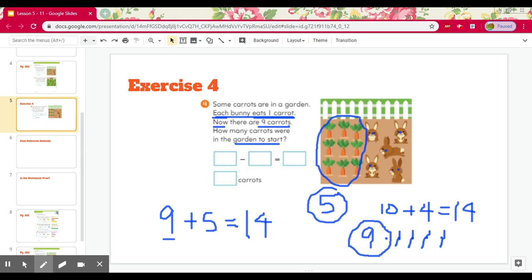How can we use subtraction to show the story? So we write in 14, the number that was in the garden to start. The bunnies ate 5 carrots. 14 minus 5, we know equals 9. And now we have 9 carrots left over.